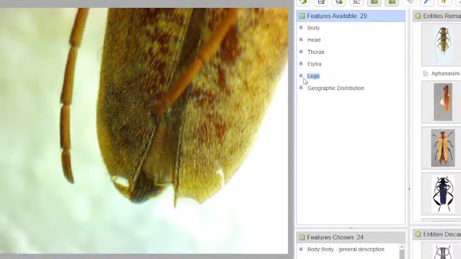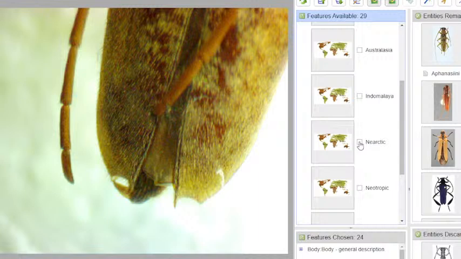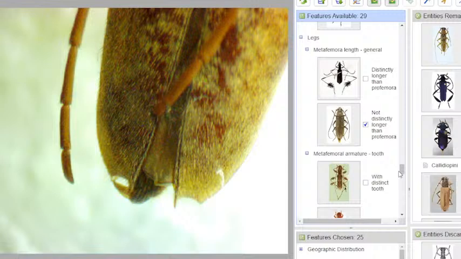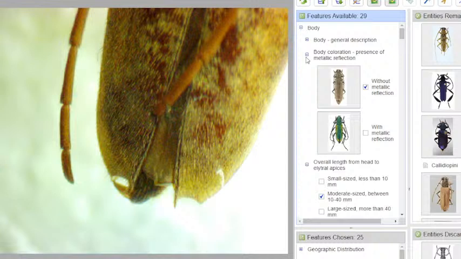Have it down to 44 tribes. Wonder what happens if I put Nearctic. It cuts it in half. It's almost worth trying. Oh, right. So we have chosen 25 of the 29 key features. So there's four of them that if we answer them, hopefully, we'll get it down to one or two options instead of 20.